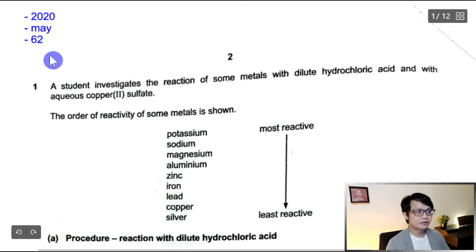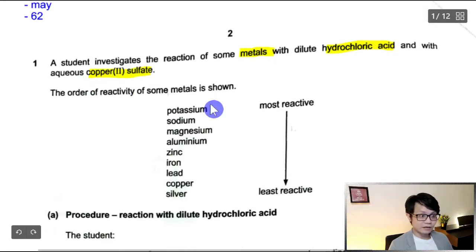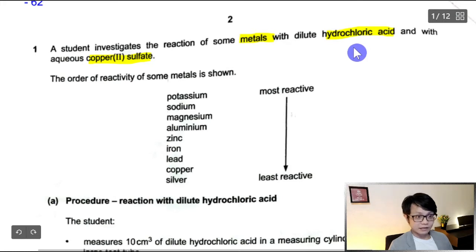Today we are going to discuss paper 2020 Combined Science May variation 62. So let's dive into the first question. A student investigates the reaction of metal with hydrochloric acid. So we know that hydrochloric acid with copper sulfate. Okay, so these are the things that he wants to analyze. He wants to put copper sulfate and acid.